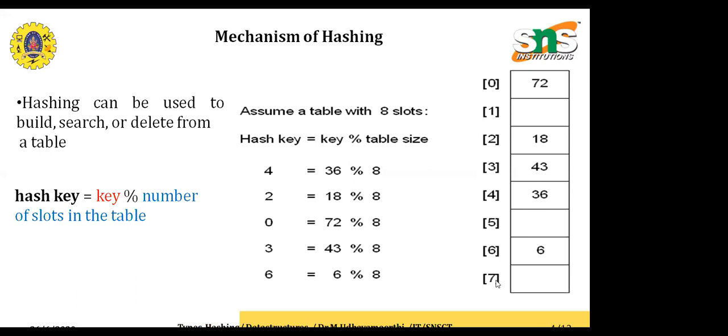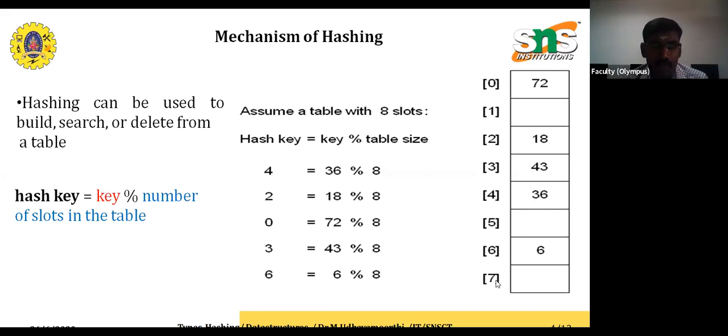So based on the formula, what is the formula for generating the hash key? It is hash key equals key mod table size.